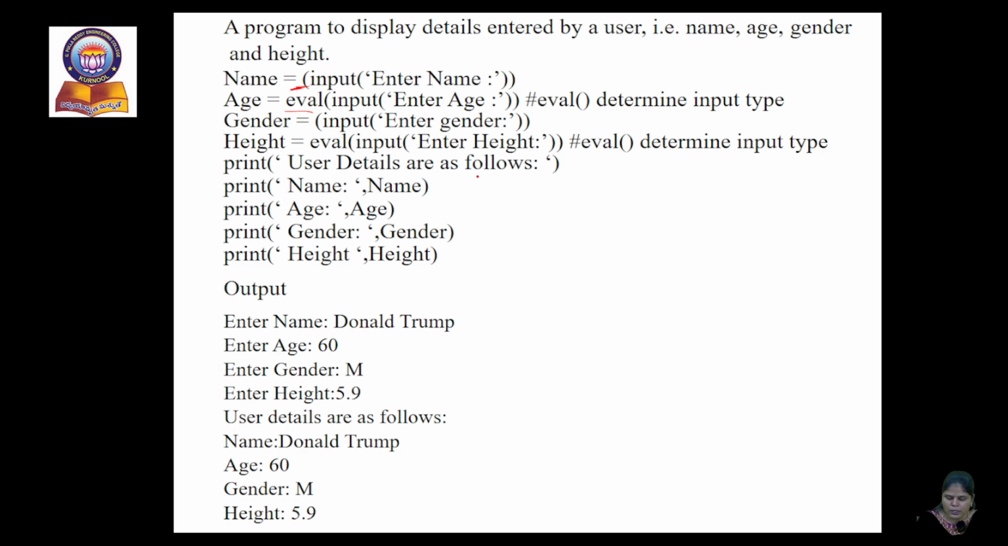So the user details are as follows. What it will print: enter name Donald Trump, age 60, gender M, and enter height. Here I've considered age as an integer, height as a float, and these two are strings. This is normally a character, right? So user details are as follows. What it has printed: name Donald Trump, age 60, gender M, height 5.9. So eval is used to take input either as an integer or a float or a string. Based upon the convenience, you can use it.